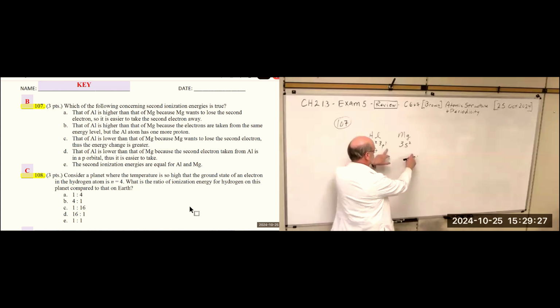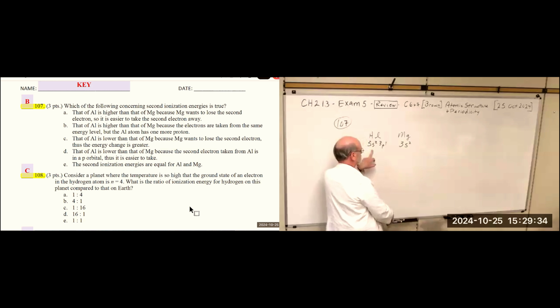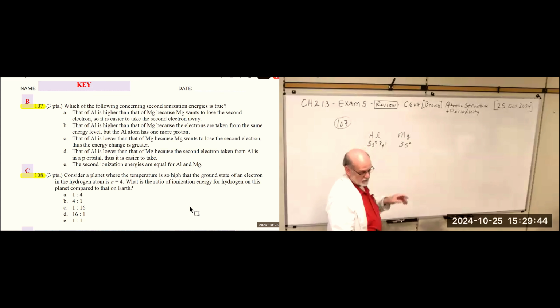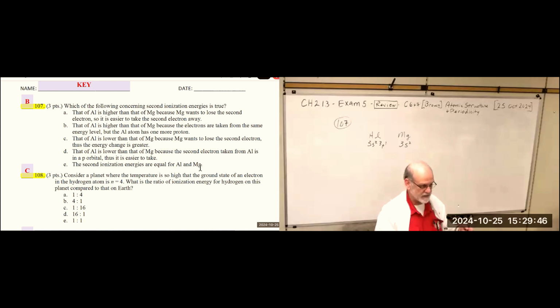So first ionization energies are going to be higher for aluminum than they are for magnesium. But also the second ionizations will be higher, simply because aluminum has more protons. Right? It has a stronger nuclear charge. So we know that aluminum is going to be the higher second ionization energy, but we have to look at the answers in terms of which one explains it. So if we say aluminum is higher, it's only A or B. They're not equal.